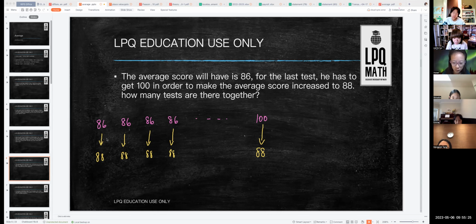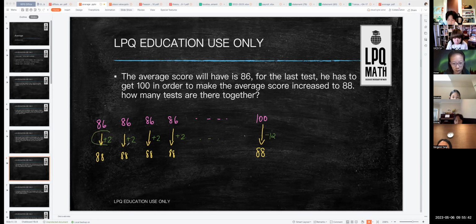So plus 2, plus 2, plus 2, plus 2. Correct, everybody? So I don't know how many plus 2s there are, but I know this one is minus 12. Correct? Can I use the washroom?